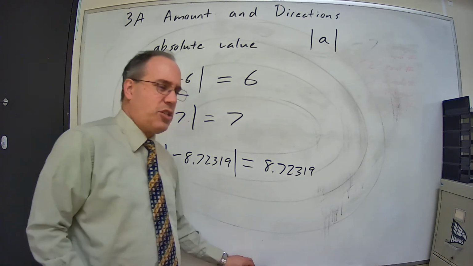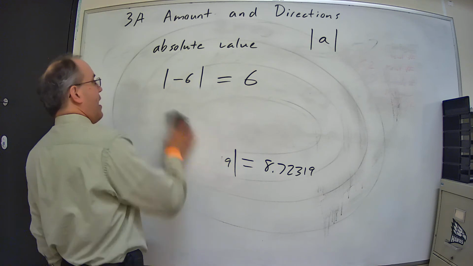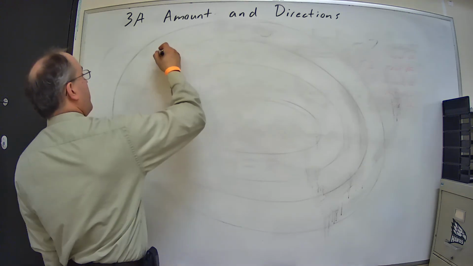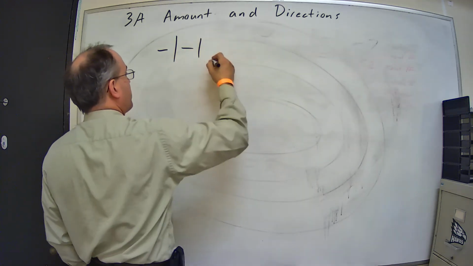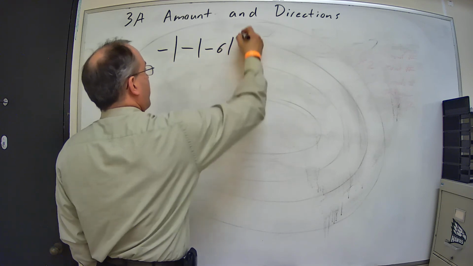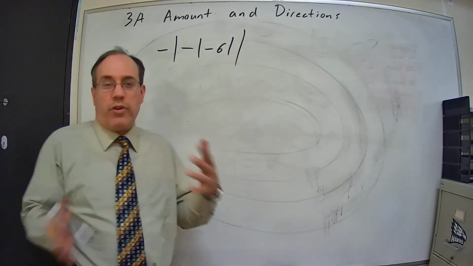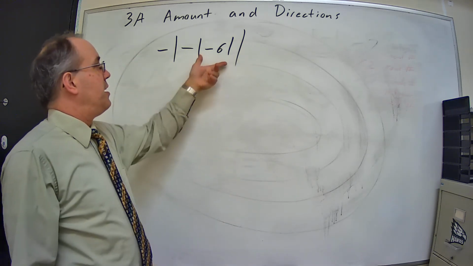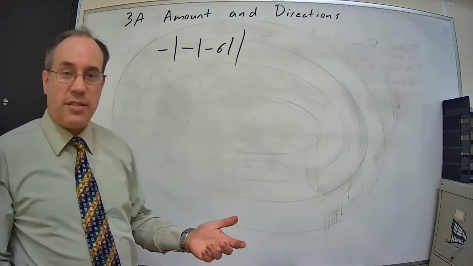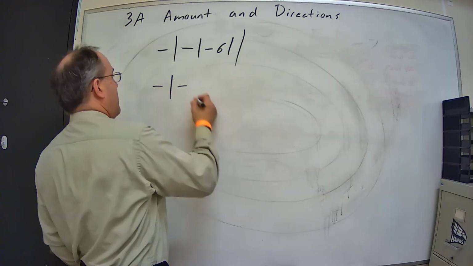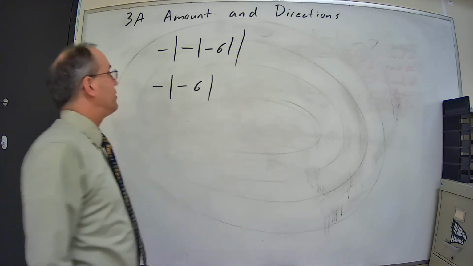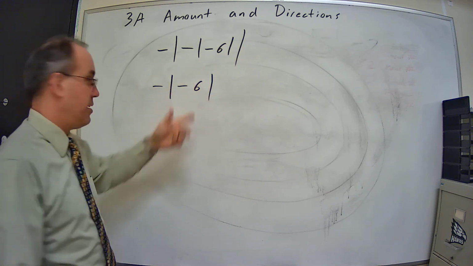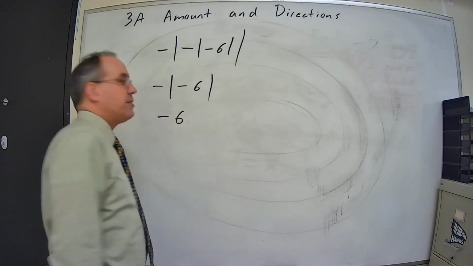Now, let me just expand on this a little bit so we can get an idea of what happens if we take this a little further. Well, what if I have negative absolute value of negative 6? Now we know that order of operations says grouping, right? And these absolute values are grouping, so I take the absolute value of negative 6, and that would be 6. Right? Because that negative 6 just becomes a 6, and now I have negative. The absolute value of negative 6 is 6. So I have negative 6.